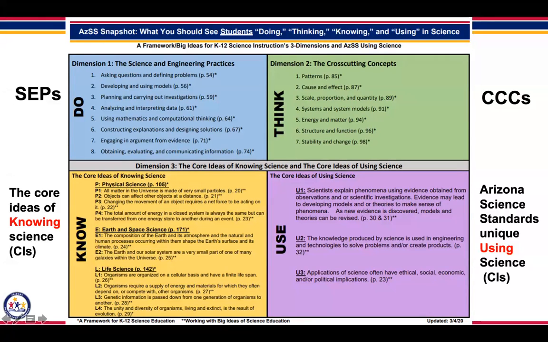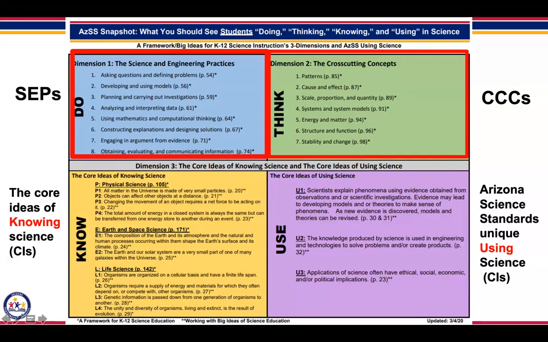And I just want to review how our 3 dimensions are set up in Arizona, which is a little bit different than the NGSS. And so this is a really helpful planning tool. This is called the AZSS snapshot. And it just has our 3 dimensions laid out here. So up here on the left, we have science and engineering practices. There's 8 of those. Those are what we're going to dive into today.